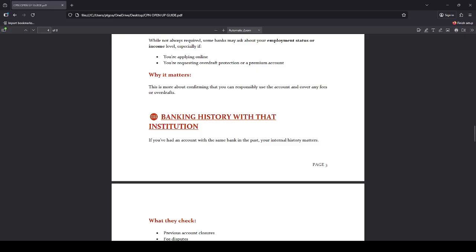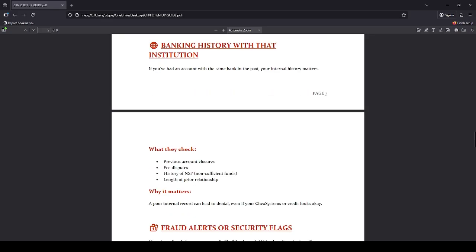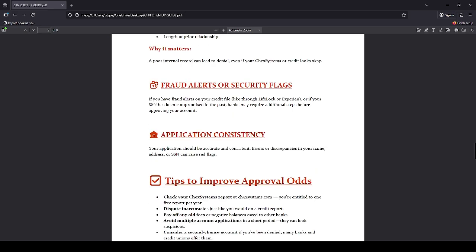And banking history with that institution. If you've had an account with the same bank in the past, your internal history matters. Again, a lot of people don't know that banks do have internal scores and internal histories and stuff like that. So something to just keep in mind.